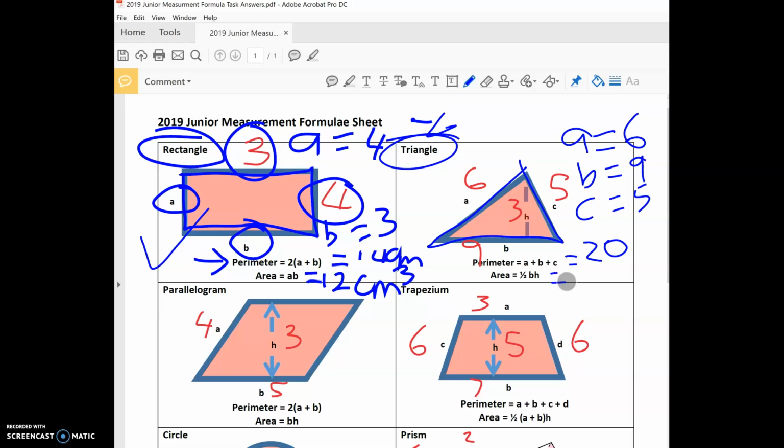The area is a half base times height. So it's a half times the B, which is 9, and times the height, which is 3. So 9 times 3. 3 nines are 27, and half of that is 13.5. Okay, so that would be our area.